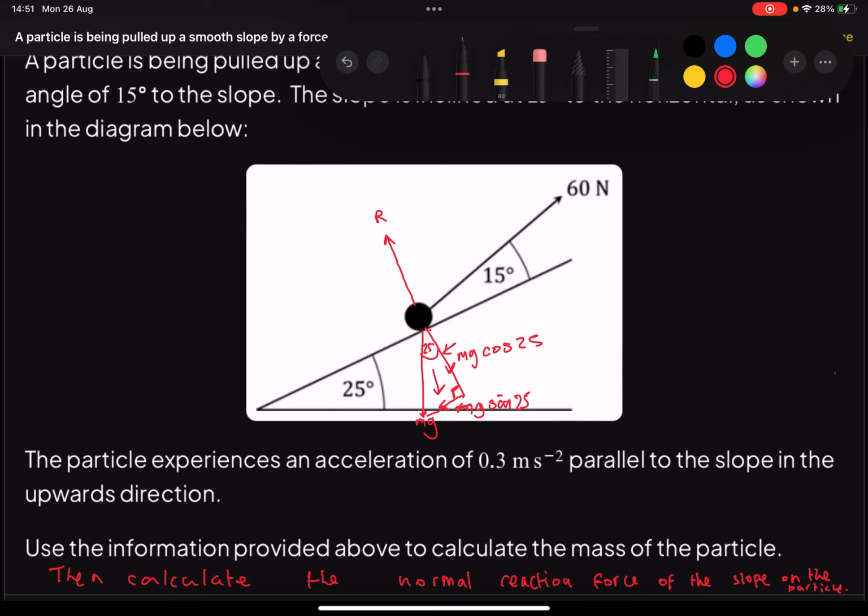Then you need to label this one. So it says 15 degrees. So this is 60 cos 15, because it is adjacent to the 15 degrees. And this would be going up, and this would be 60 sin 15.